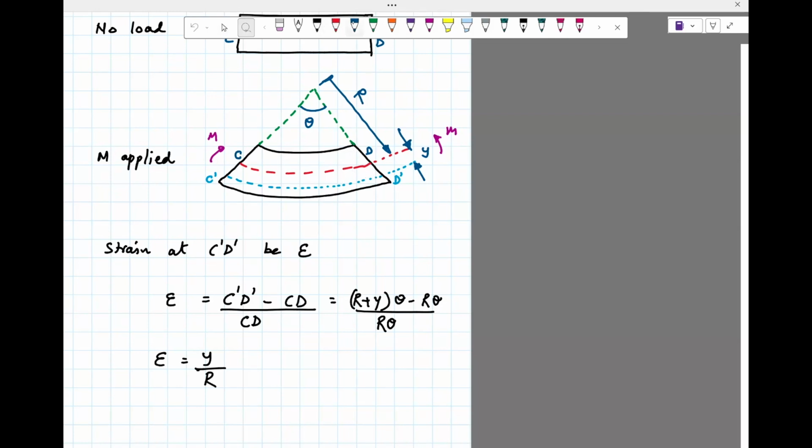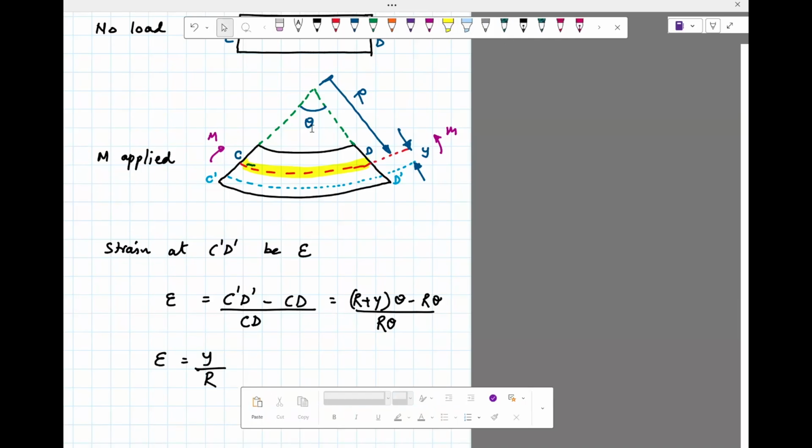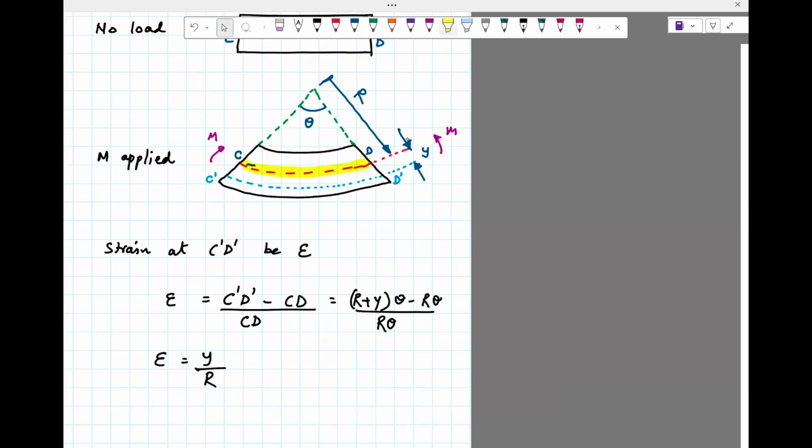So this arc length is just r times theta, where r is the radius. This is just from how you can compute the arc length of a circle. And the same thing can be done for C prime D prime, except the radius now is going to be r plus y. So the strain formula reduces to y divided by r. It's non-dimensional.